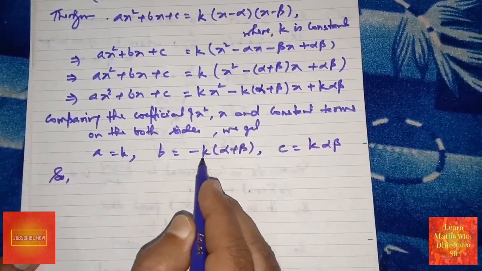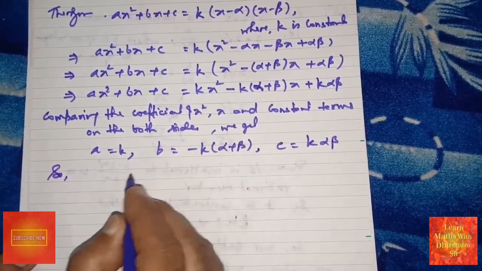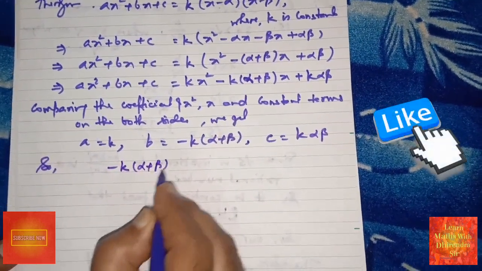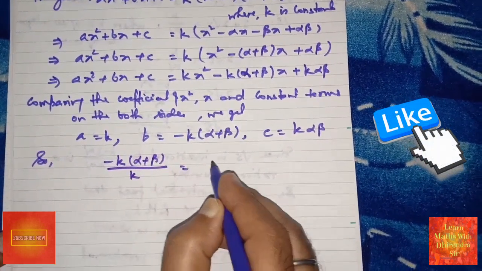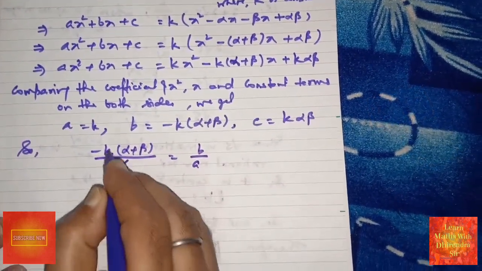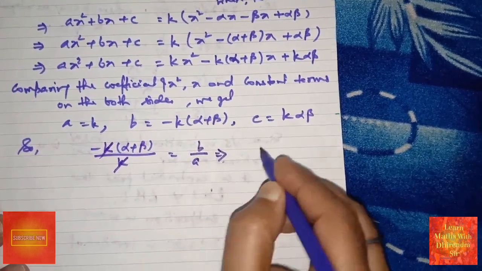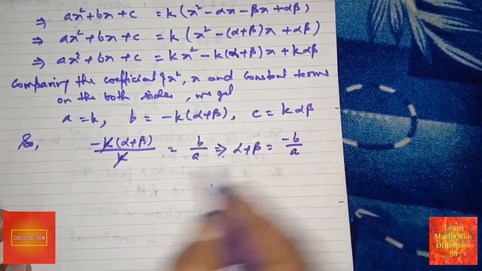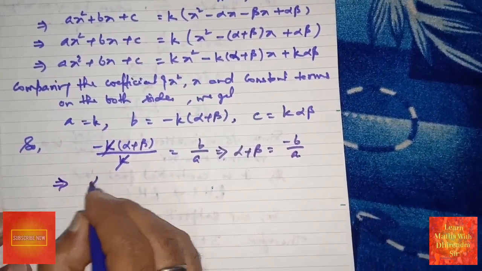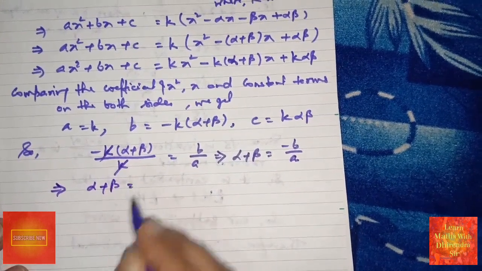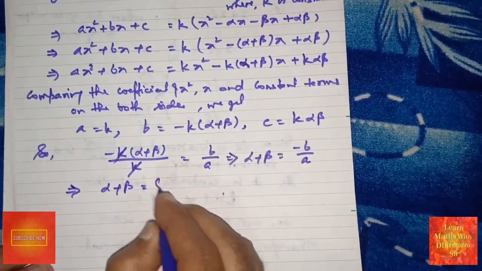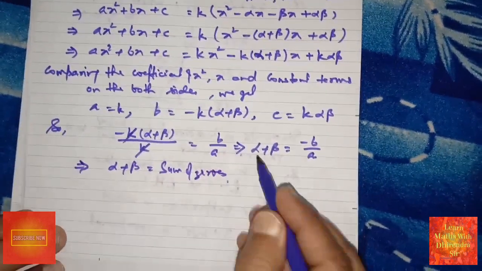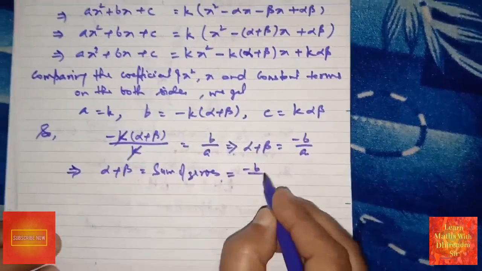So what is this here? You got alpha plus beta, means minus k(alpha plus beta) upon k equal to b upon a. Like this, k cancels out, implies you got alpha plus beta equal to minus b upon a. So alpha plus beta is the sum of the zeros. Sum of zeros of a quadratic polynomial equal to minus b upon a.